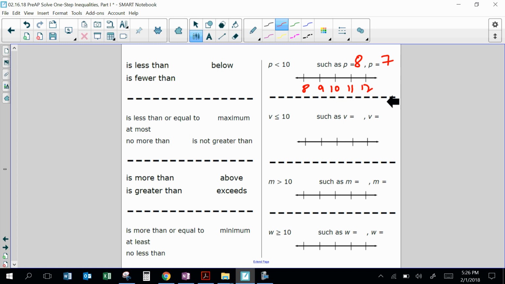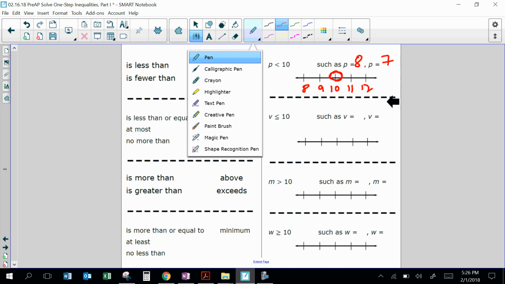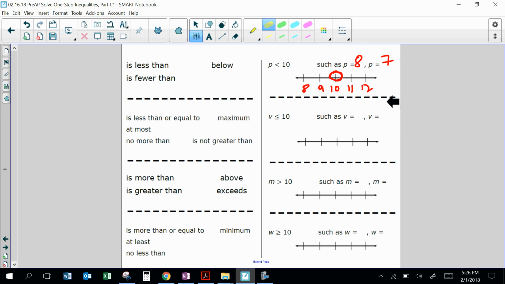So in our previous lesson, when it's equal to something, you draw a black dot on it. It cannot be equal to 10 because it has to be less than 10. So we draw something called an open dot. Then you highlight numbers that are less than it. 8 and 7 and 9 are less than 10. So this represents less than.